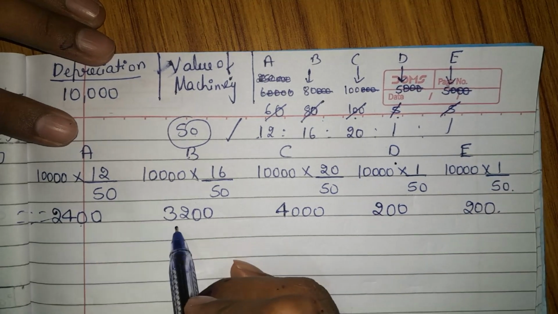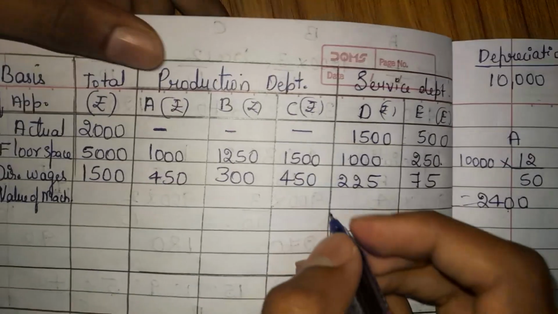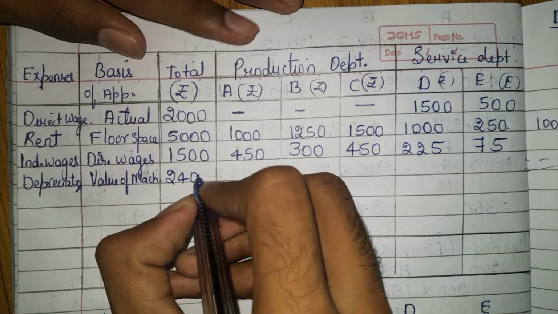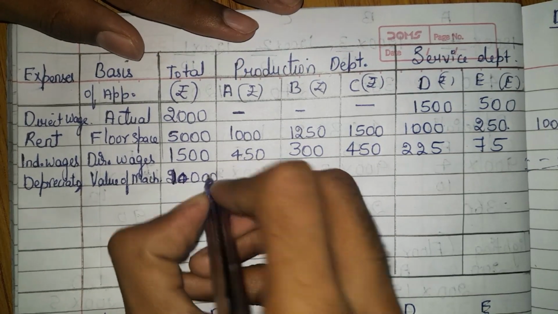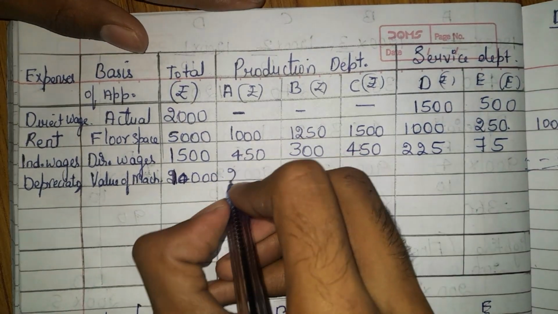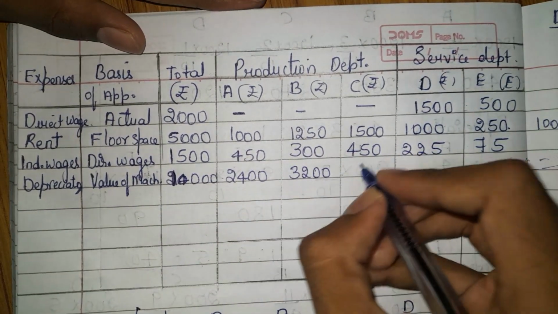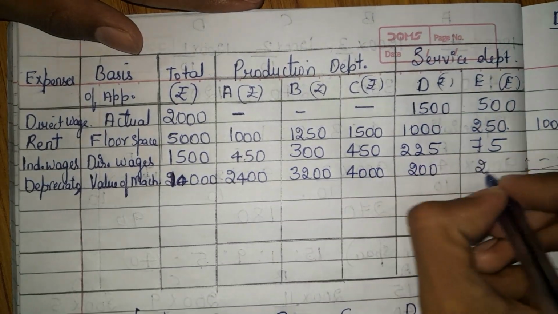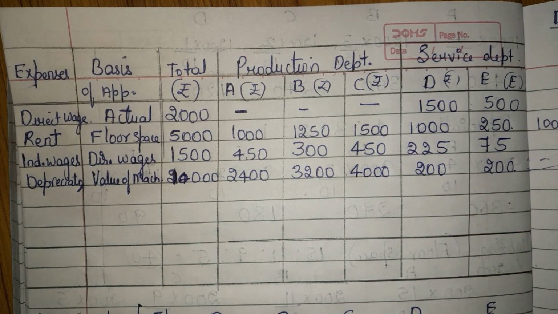Now this 2,400, 3,200, 4,000, 200 and 200, you have to write it here. Total it is 10,000. A department it is 2,400, B department 3,200, C department 4,000, D department 200 and E department it is 200 rupees.